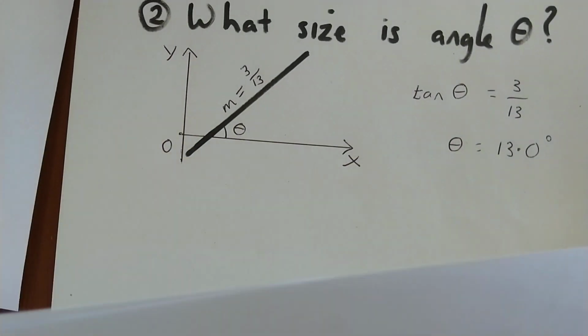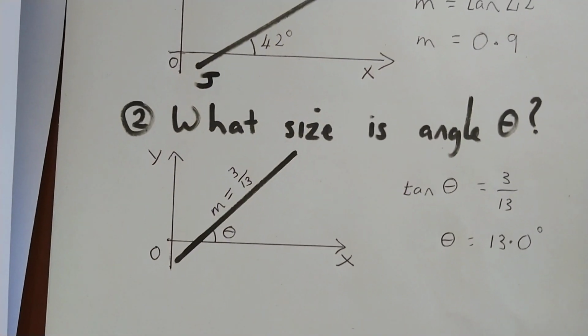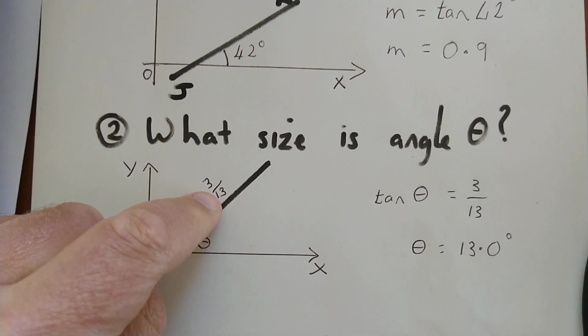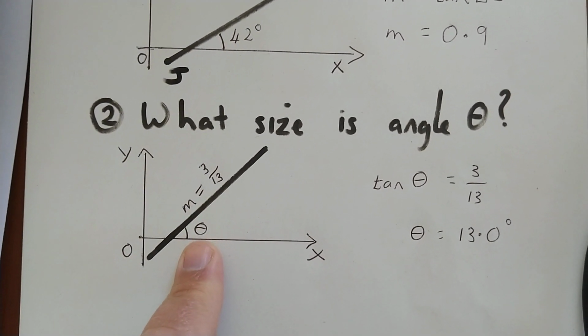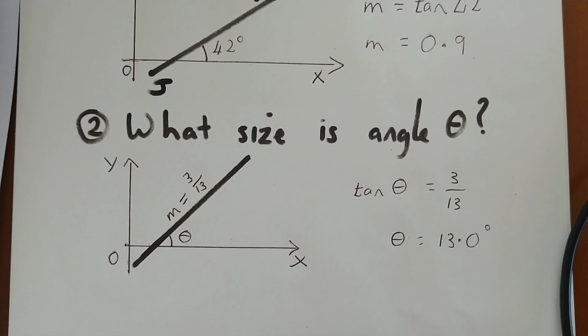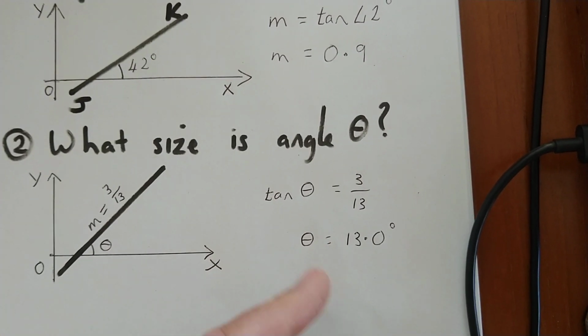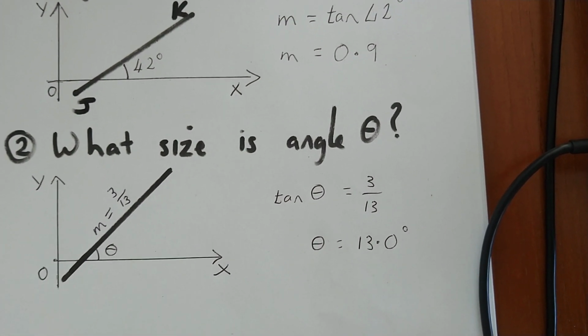Let's do it the other way around. What's the size of angle theta here? Well, I know that the gradient is 3 over 13, the question tells me. What's the angle with the horizontal, the angle with the x-axis, or OX? Tan theta is 3 over 13. Shift tan, 13.0 degrees. Nice exact numbers. Of course, we chose them specially.